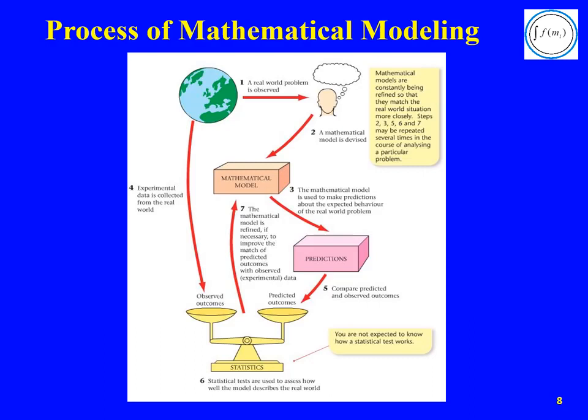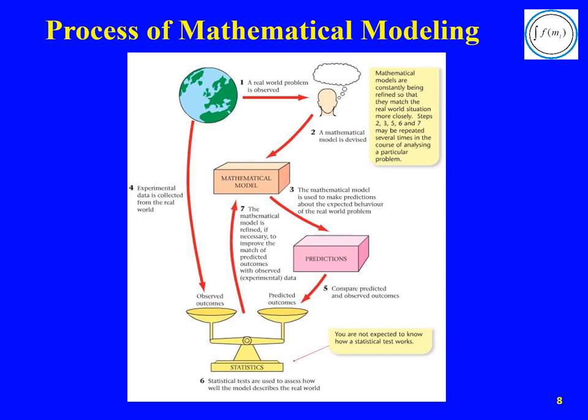This is the process of mathematical modeling. These diagrams explain the entire process of a mathematical model. A real world problem is observed, identified, and after that a mathematical model is devised. You have to select the mathematical model which is suitable to address the real world problem. Once you select the mathematical model, the model is used to make predictions about the expected behavior of the real world problem.